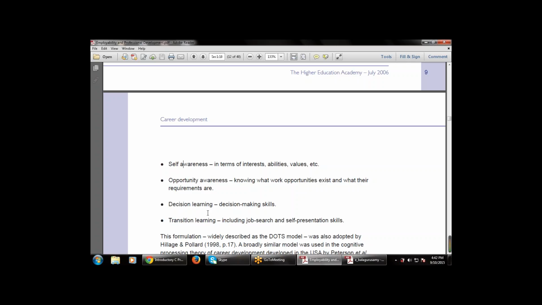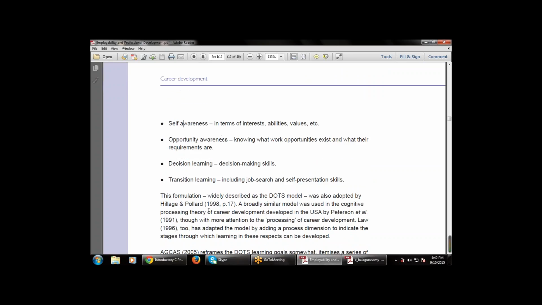Then next is decision learning, that is how to make decisions, a decision-making skill. This is also one of the skills used for career development. There should be proper decision-making skill so that anyone can take decisions. Decision learning takes into consideration one or more variables used for career development and decision-making.